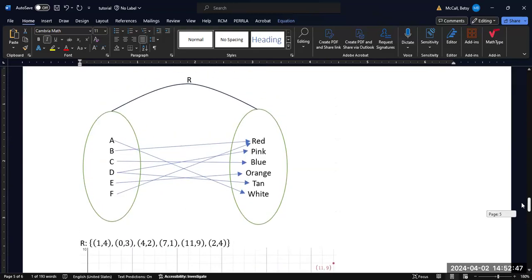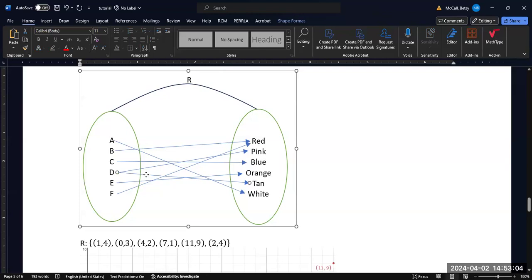Now, if I look at my bubble diagram, I immediately see that this is not a function because D is pointing at both pink and, it looks like, tan. So if I want this to be a function, I would have to remove one of these arrows. Now I have a function. So now I have A pointing at one value, B pointing at one value, C pointing at one value, D pointing at one value, E pointing at one value, and F pointing at a single value.